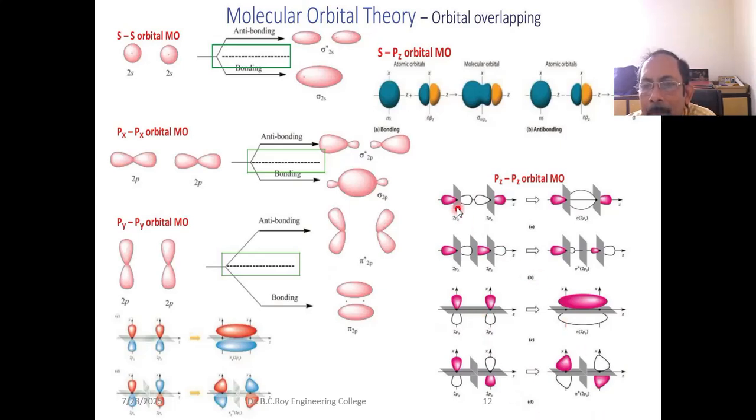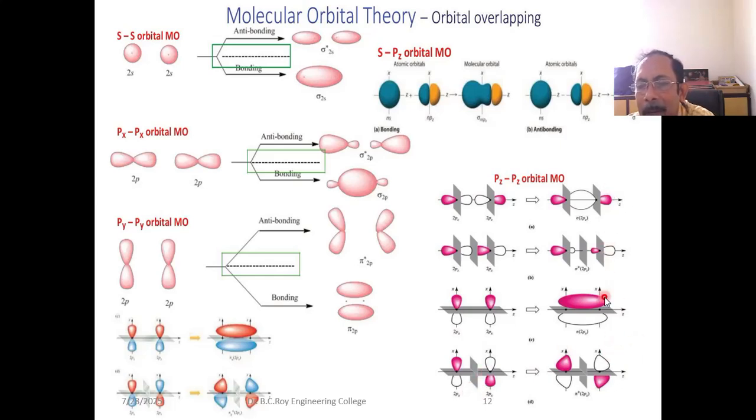So this is p z overlap, head on, giving us sigma. This is anti-bonding, sigma star. Here it is pi, and this is pi star. The topmost one here, right hand side, just follow my pointer. These two p orbitals are overlapped head on, giving us sigma. This one is also head on overlap, but out of phase overlap, giving us sigma star. Now these two p orbitals give lateral overlap, giving us pi, and here it is anti-bonding, out of phase overlap, giving us pi star.